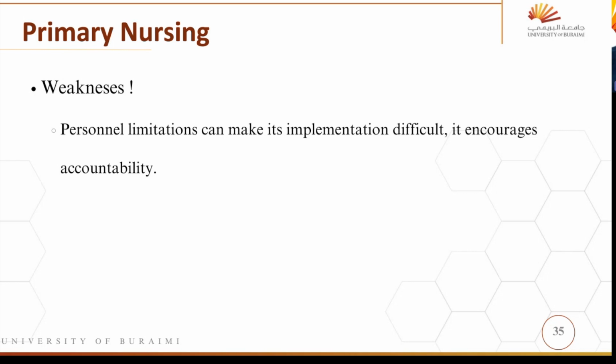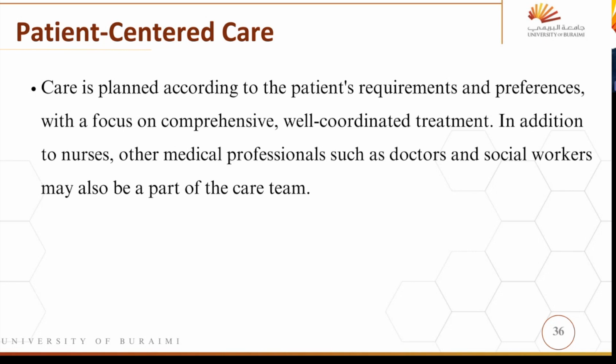However, there are a lot of weaknesses in primary nursing related to personal limitations, which can make its implementation difficult, and it encourages accountability. So the best accountability way is that we know exactly whether the patient's requirements or needs were satisfied or not by asking the primary nurse. But there is a problem with the personal limitations, because we will take the nurse out of all their own life and keep only this nurse for this patient all the time, 24/7, which means it is still difficult to apply on a wide level.